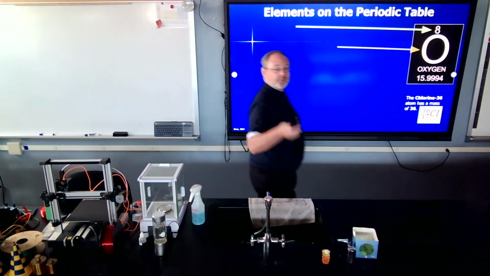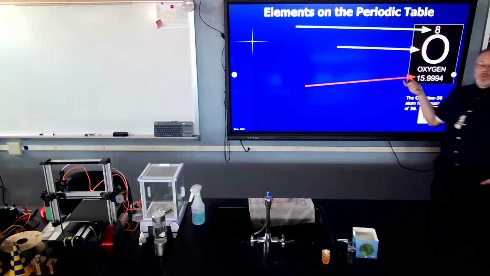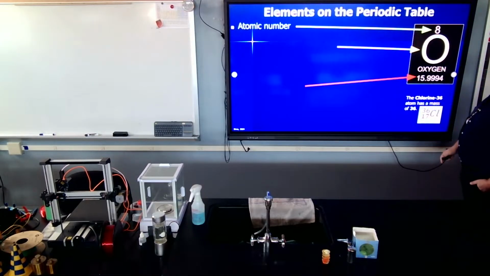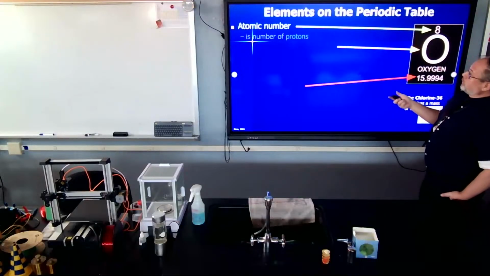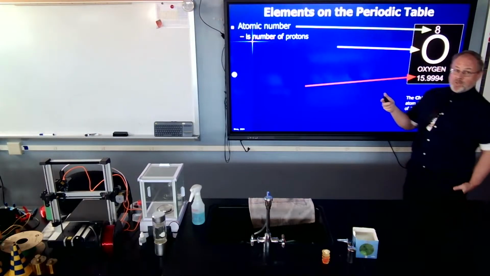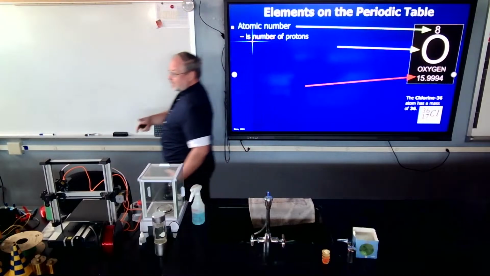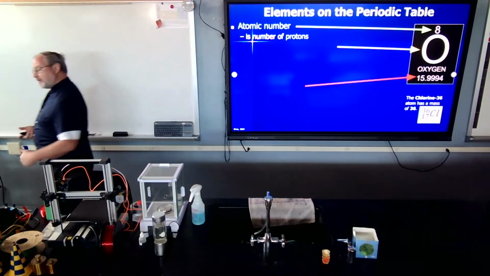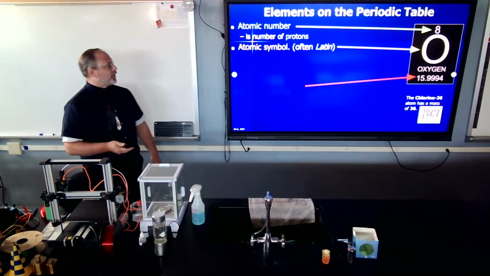You're going to see the atomic number on top. And the atomic number is the number of what? Protons. The atomic number is the number of protons. So all oxygens have 8 protons. Okay, all of them. 8. But not all oxygens have the same number of neutrons. Some have 6, some have 7, some have 8, some have 9, some have 10. And those give us our isotopes.